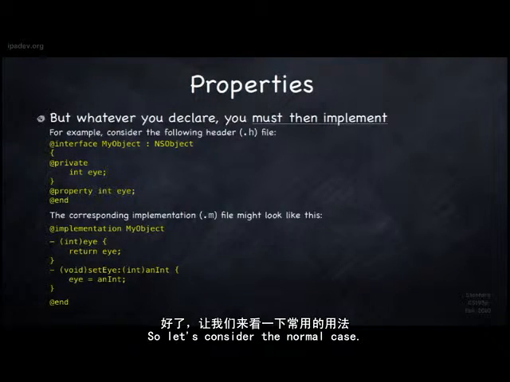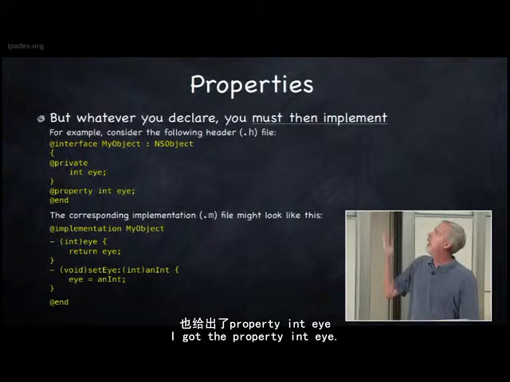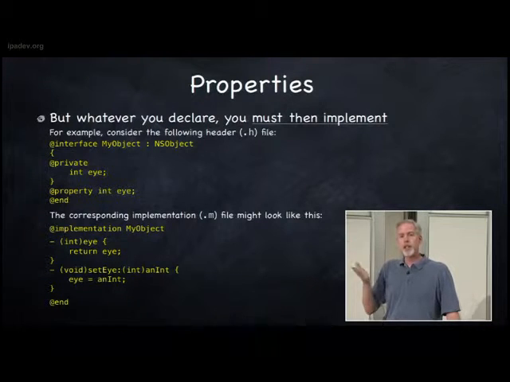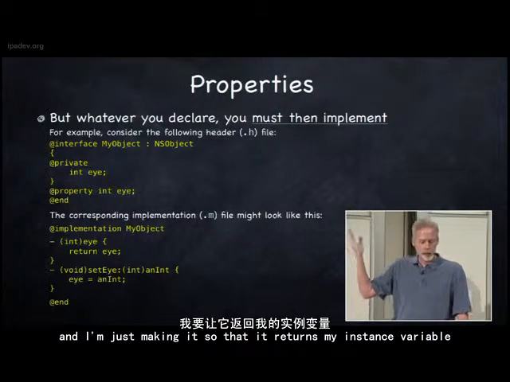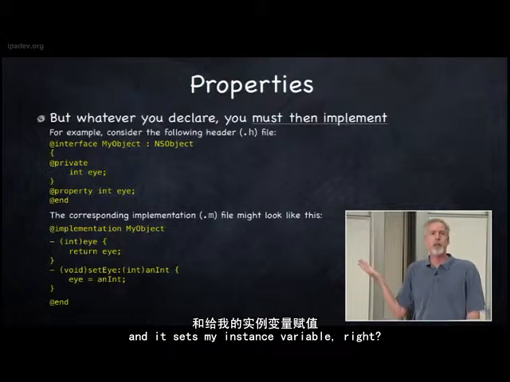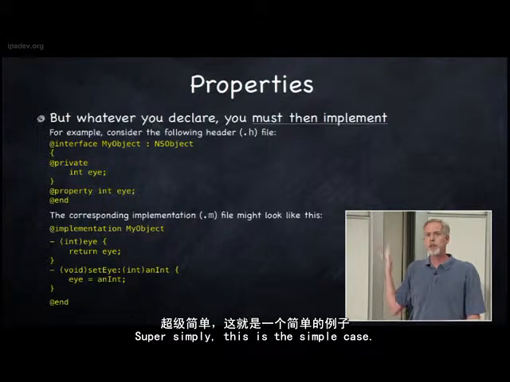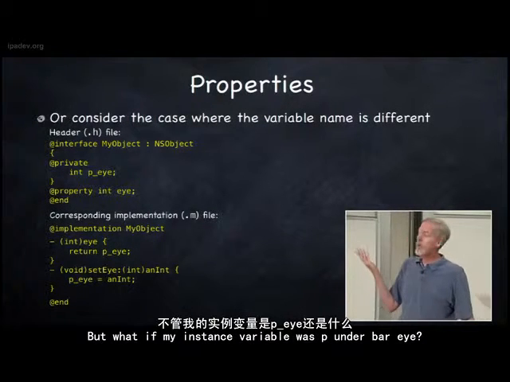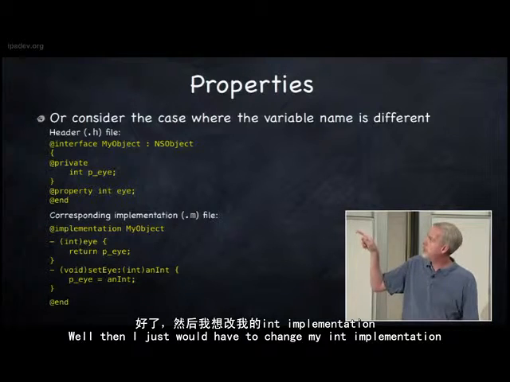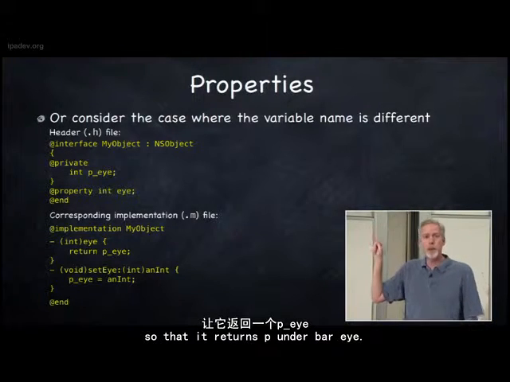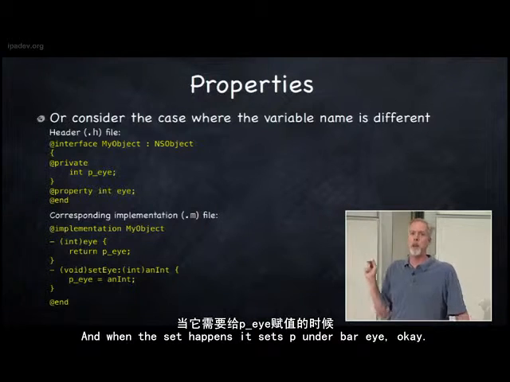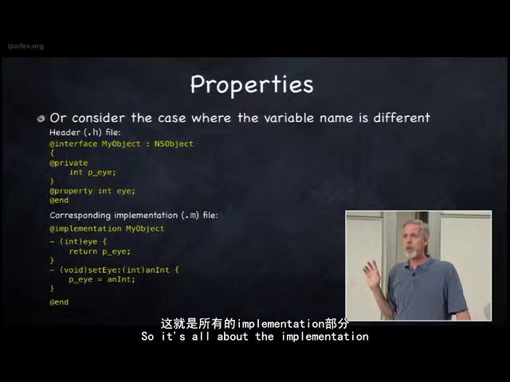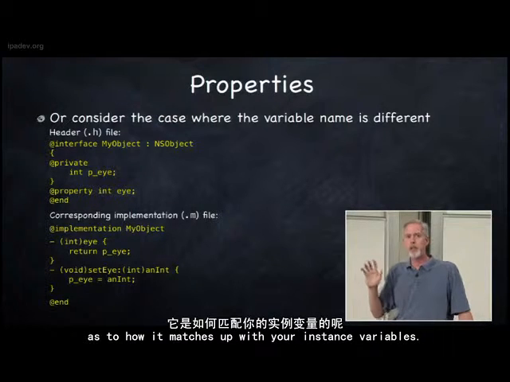So let's consider the normal case. I've got private int I, I've got the property int I. In my implementation file, I have to implement I and set I. And I'm just making it so that it returns my instance variable and it sets my instance variable. Super simple. This is the simple case. But what if my instance variable was p underbar I? Well, then I just would have to change my implementation so that it returns p underbar I, and when the set happens, it sets p underbar I. So see how that works? So it's all about the implementation in terms of how it matches up with your instance variables.